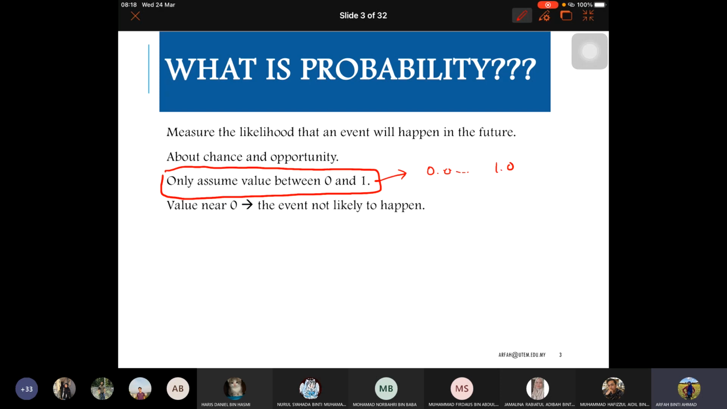So a value near 0, the event is not likely to happen, and a value near 1, the event is likely to happen. So apa contoh in our real life yang awak boleh fikir sesuatu event tu yang memang tak mungkin akan berlaku. So dia punya kebarangkalian tu akan close to 0. Almost 0. Apa contohnya?